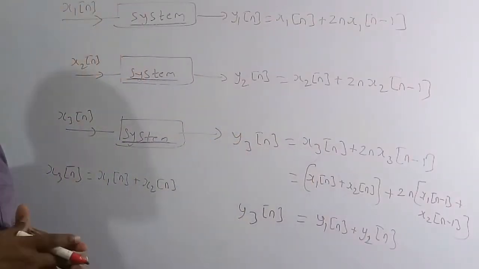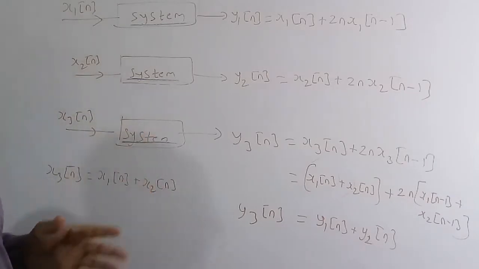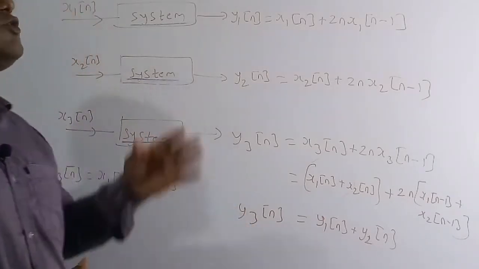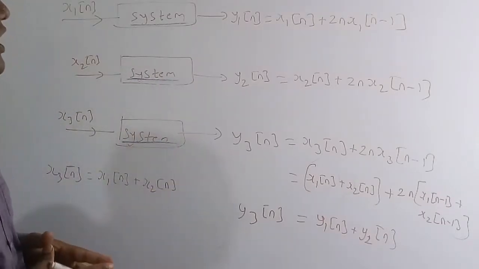So the linear property always says that if the input is the summation of the two previous inputs, then the output has to be the summation of the two previous outputs. Then the system is said to be a linear system, otherwise it is a non-linear system.